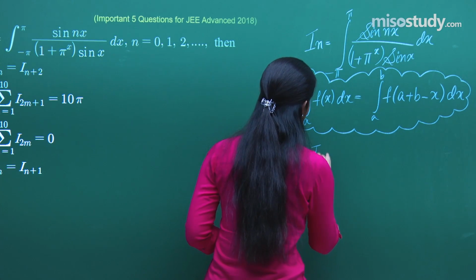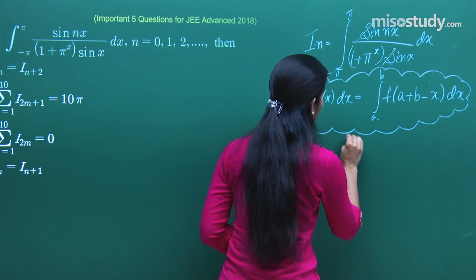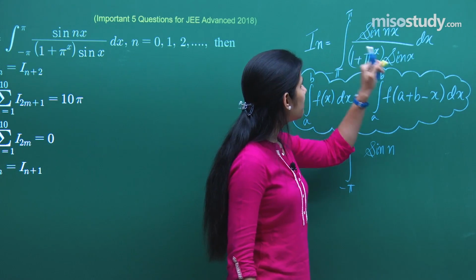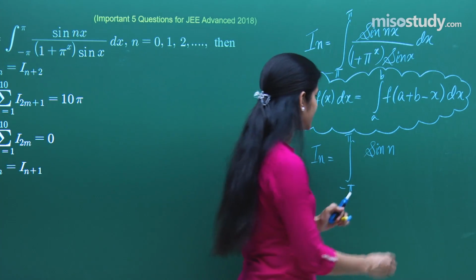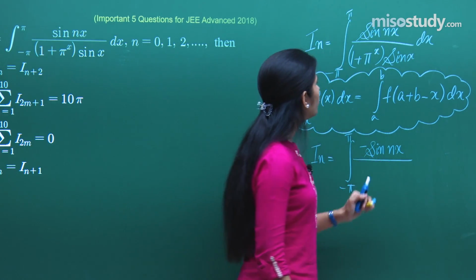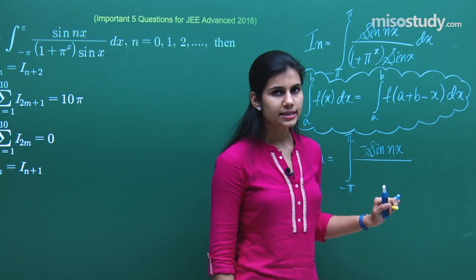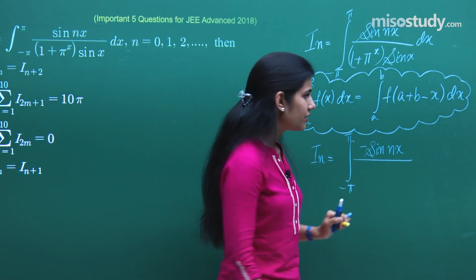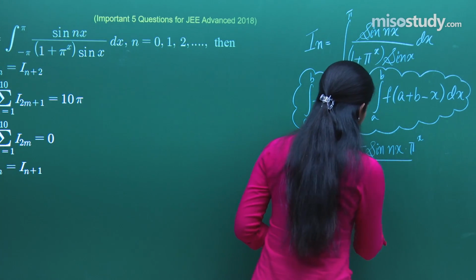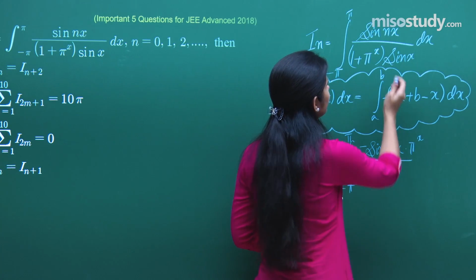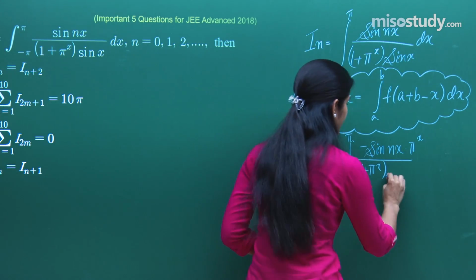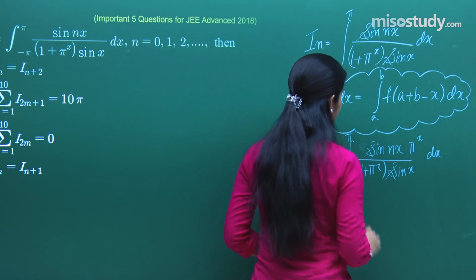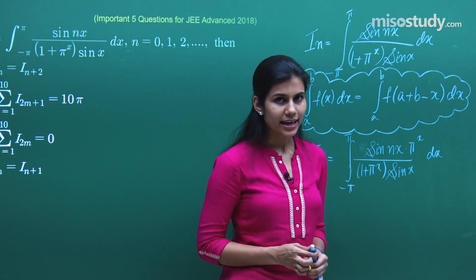I will get that In will be equal to integral minus pi to pi of sin n(minus pi plus pi minus x), which is going to give you minus sin nx, whole upon 1 plus pi to the power minus x, which is 1 plus 1 upon pi to the power x, which will be 1 plus pi to the power x upon pi to the power x. So, pi to the power x I am going to send here, and here it will be 1 plus pi to the power x. Then sine of minus x, which is minus sin x. And these minus signs are going to cancel each other. This is what your In is again, for every n.